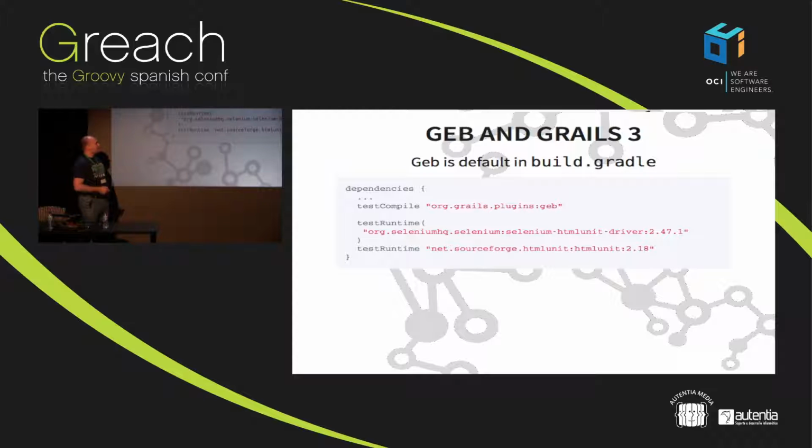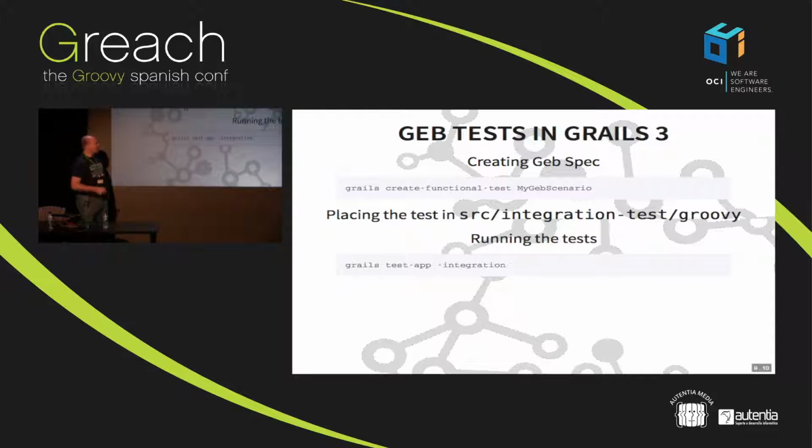In Grails 3, JEP actually comes as the default test framework. It comes in with the HTML unit driver. Previously, it had a comment that says you should exchange this for something more proper. They removed that comment, but I still recommend you to switch it to something different, for example, the Firefox driver. You run those as integration tests in Grails 3, but you do have the option to create functional tests.